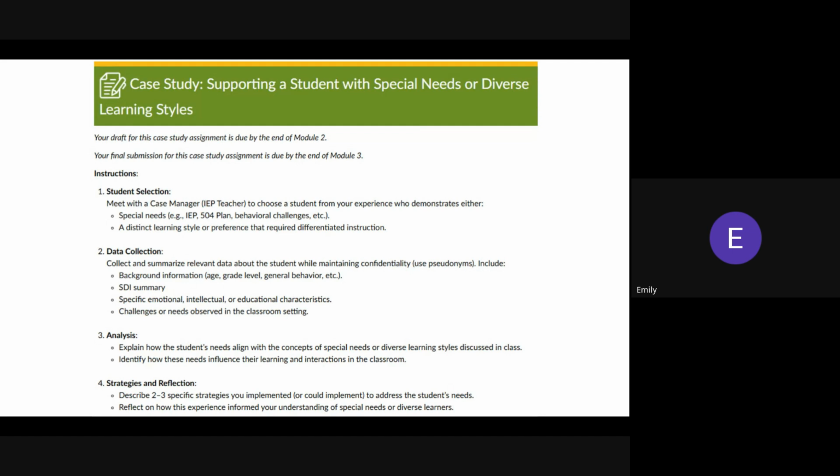And then in my documentation, I included, because we have OneNote, and our principal and our special education teachers, they're all able to see it.